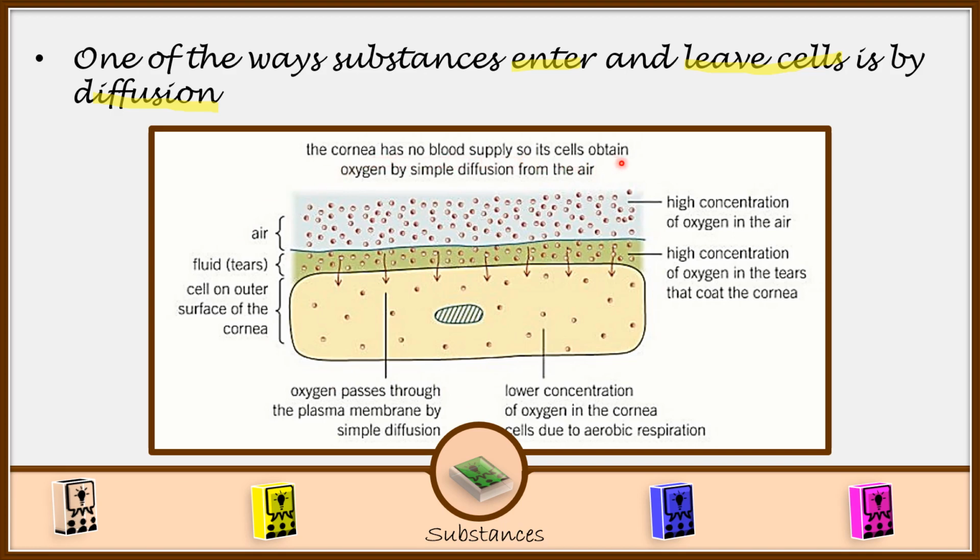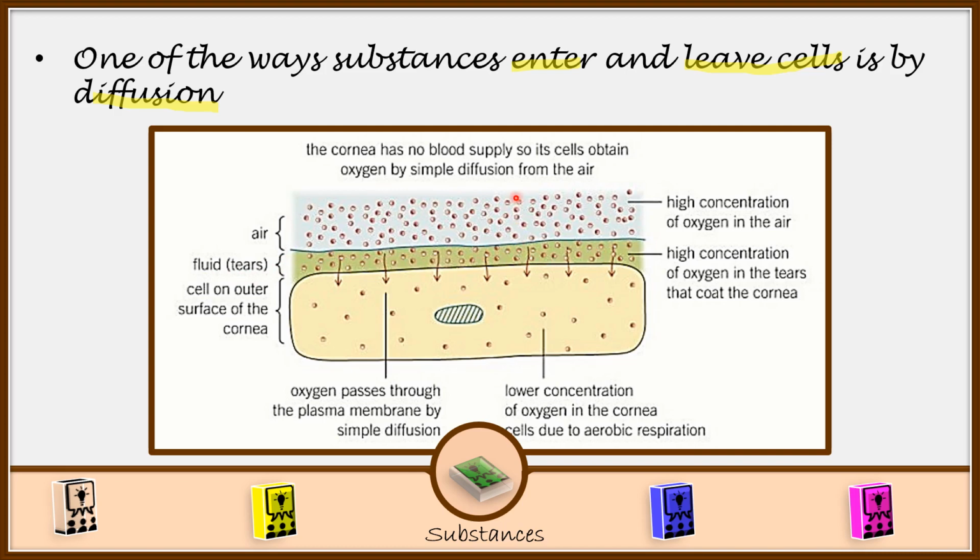So its cells obtain oxygen by simple diffusion of air. So that white part of the eye in front does not have a blood supply. So it gets oxygen from outside, and that oxygen diffuses through the eye. Here we have air containing a high concentration of oxygen. Then we have this second layer here, the one covering the cornea, which is fluid, the tear, a fluid surrounding the cornea.